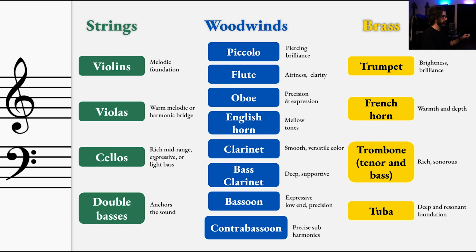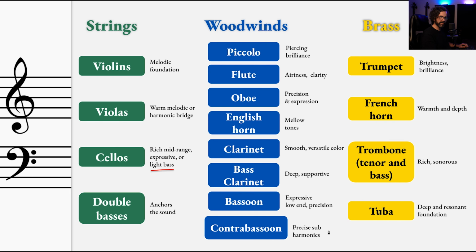Then the cellos, a rich mid-range, expressive or light bass. So it's a little bit more complex here. A rich mid-range of the string section. So this means that the cello can play up here. And all of this area within the cello is very expressive because it's on its highest string. So this one is very important for the highest cello, and it's very expressive as well.